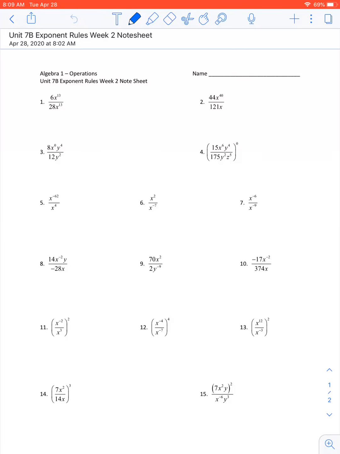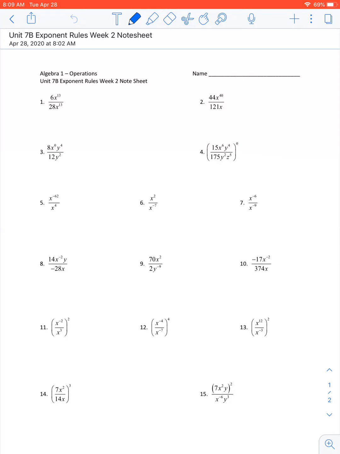Hi guys, welcome to week 2 of exponent rules. What we're going to do today is talk a little bit of review from the quotient property from last week, and also today we're going to talk about the zero property. This will correspond to numbers 1, 2, and 3 on your homework.